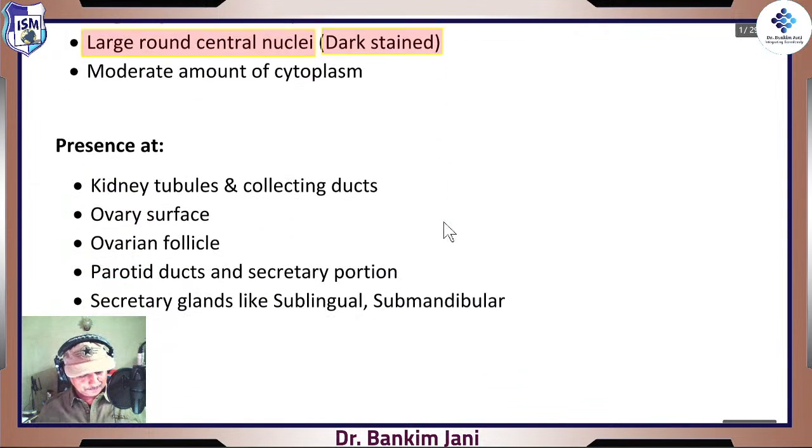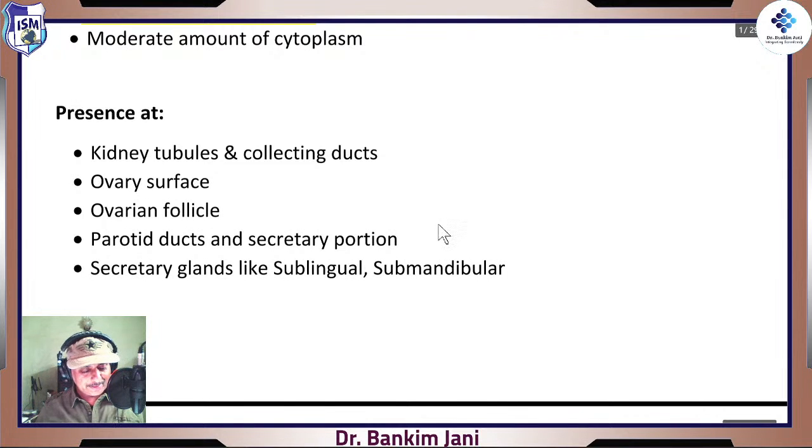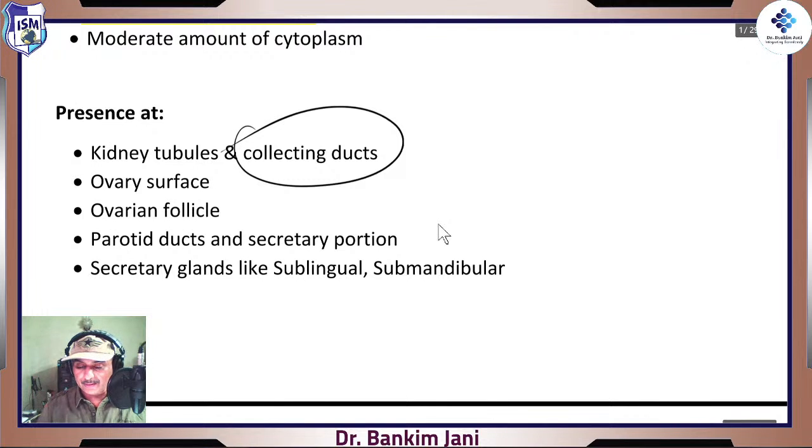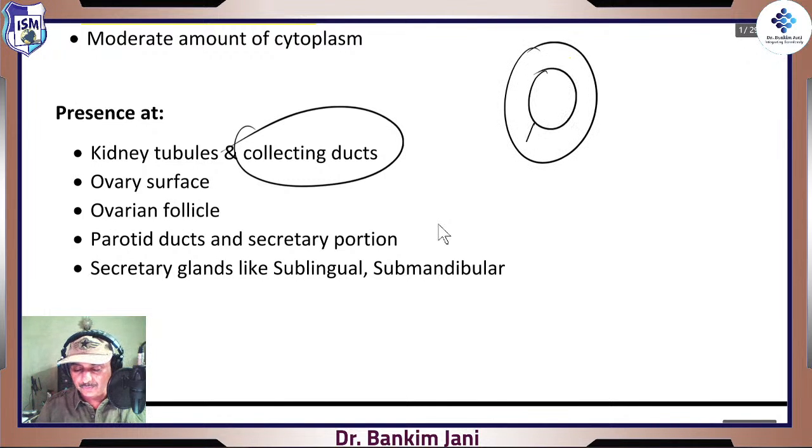Very good. So where do we see these? Kidney tubules and collecting ducts. That's the point. Collecting duct is what we saw, the selfie taken by that particular collecting tubule, telling us, see, these are my nuclei. Then ovary surface, ovarian follicle, and the parotid duct. When you chew, when you eat, that's the parotid duct.